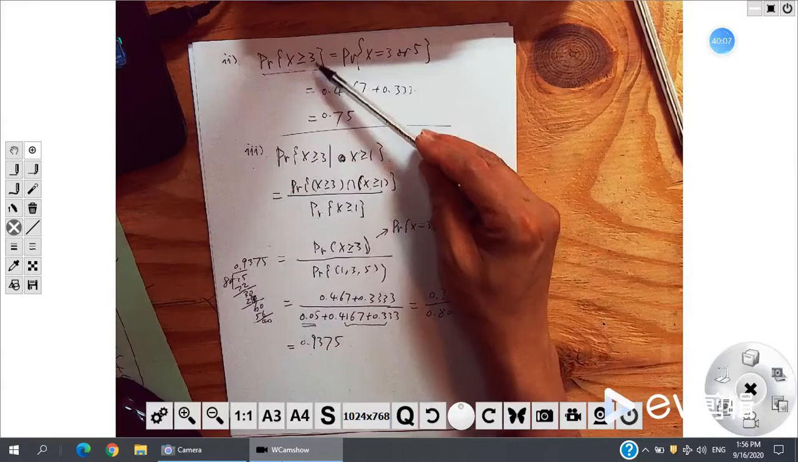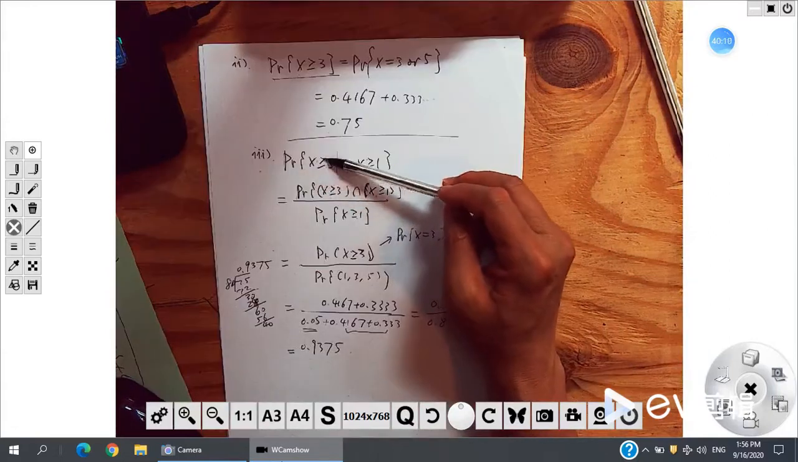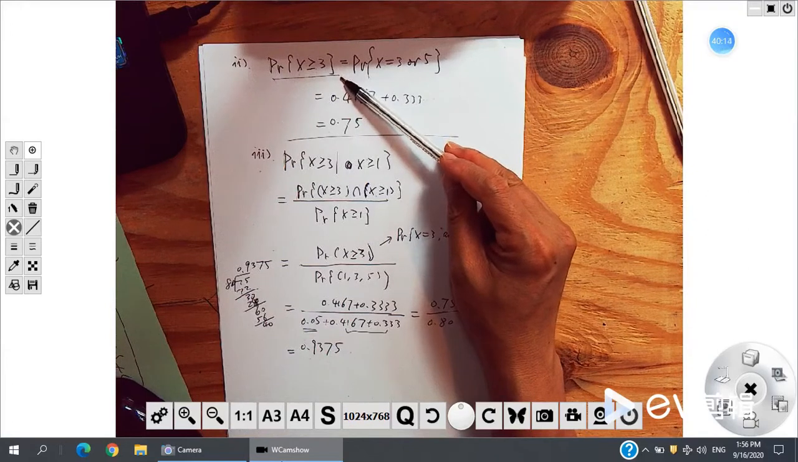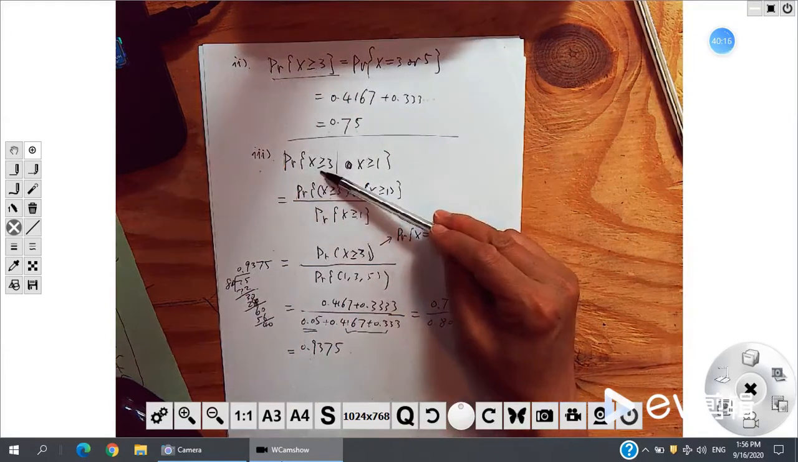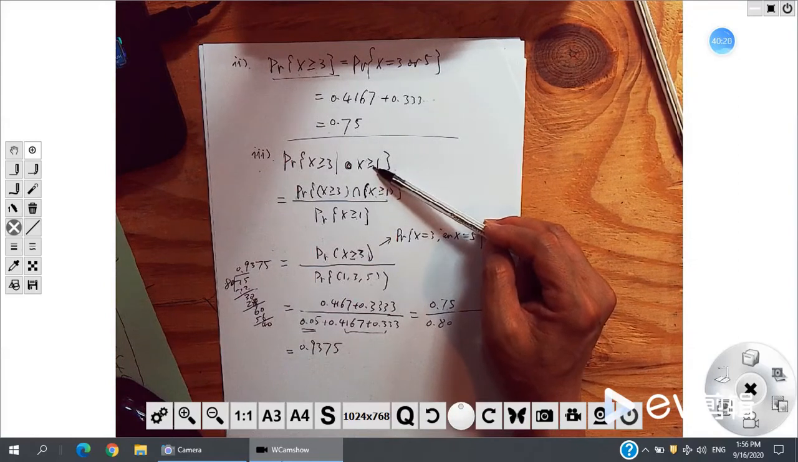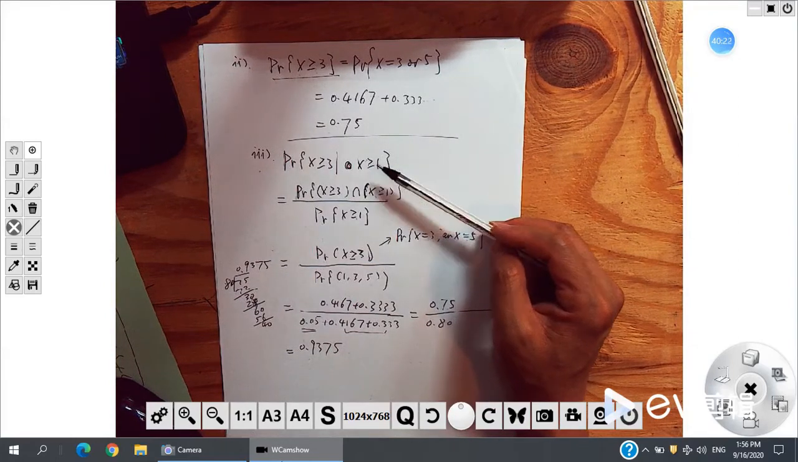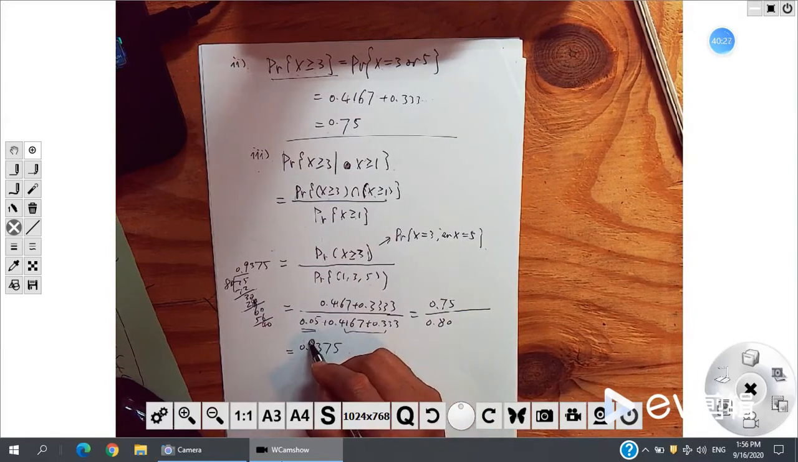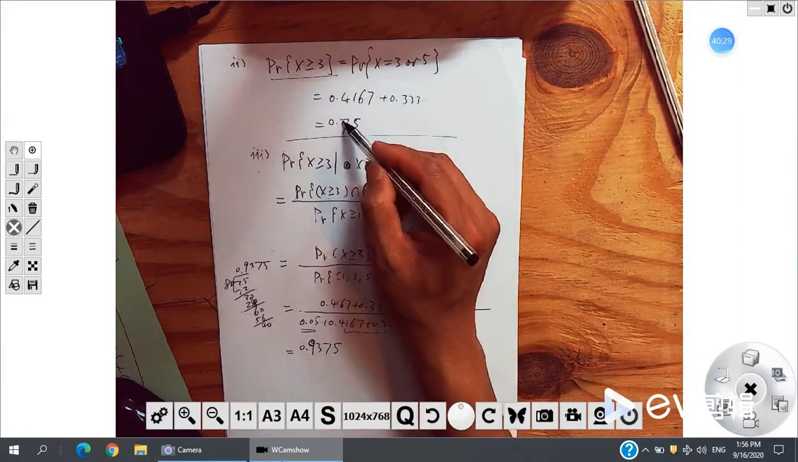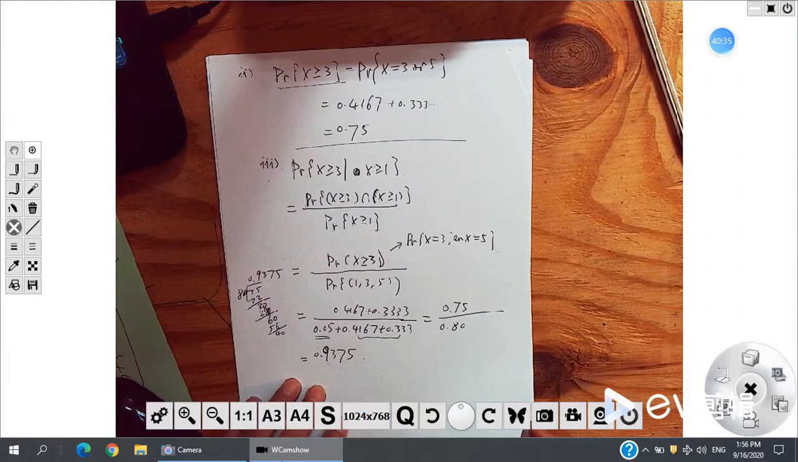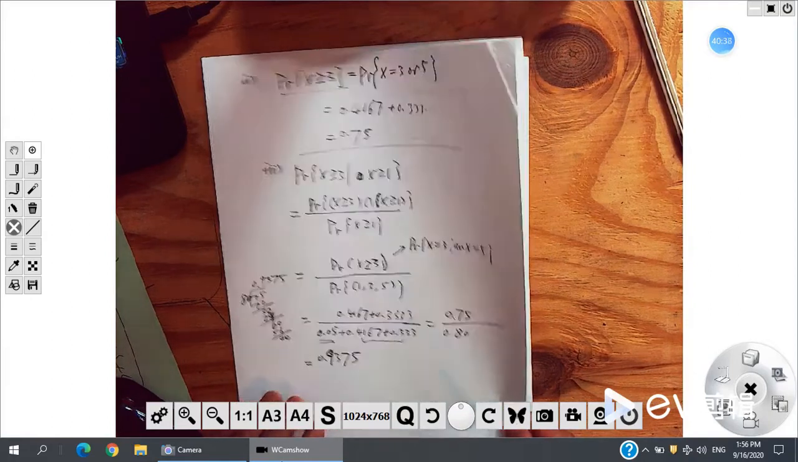Now both are the probability of x larger than 3. But in the first case there are no other conditions, and in the second we already know x is larger than 1. So we have a condition, and with this condition the probability is larger, not a little bit, but a lot. It is 75 percent versus 93 percent.